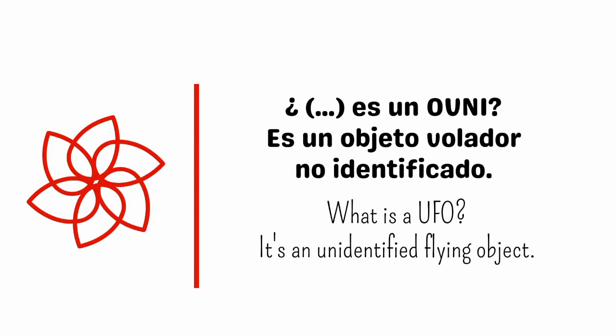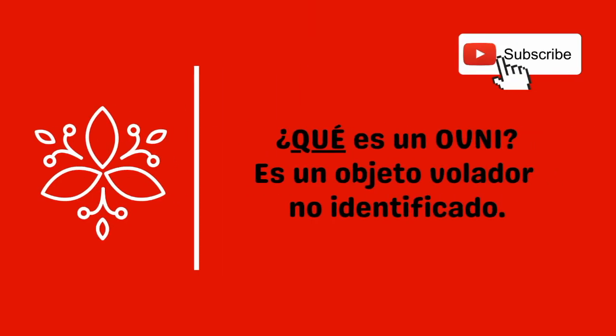Quinta frase. Missing interrogative pronoun. Es un ovni. Es un objeto volador no identificado. This time it's like in English. ¿Qué es un ovni? Es un objeto volador no identificado. In this case, what means qué.